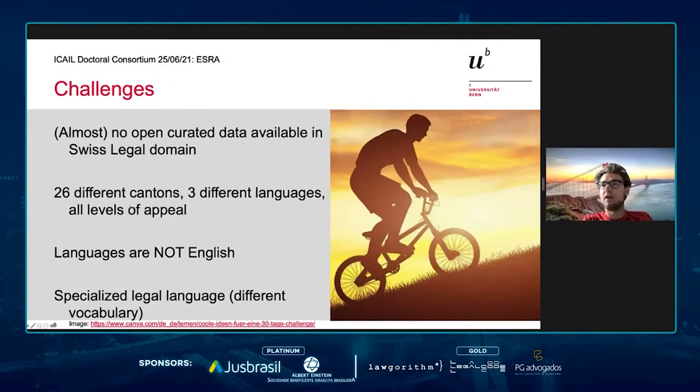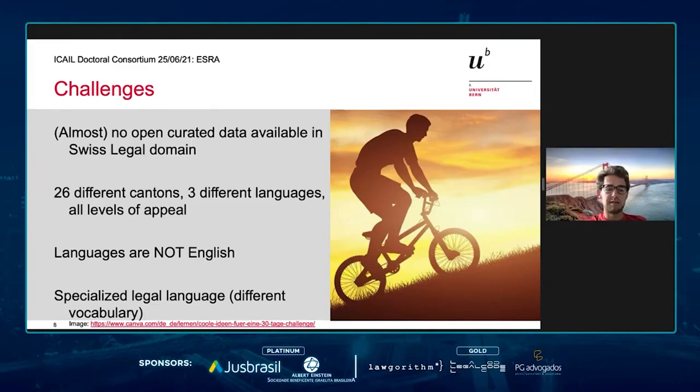So what are the challenges in our project? So far, there is almost no open curated data available in the Swiss legal domain, unfortunately. The government and other entities publish data, but it is not ready for use in NLP. Additionally, the political landscape in Switzerland is very fragmented. We have 26 different cantons, each with different regulations, laws, court systems, and so on. And these cantons are further divided into 3 different languages. Some of the cantons have more than 1 language.